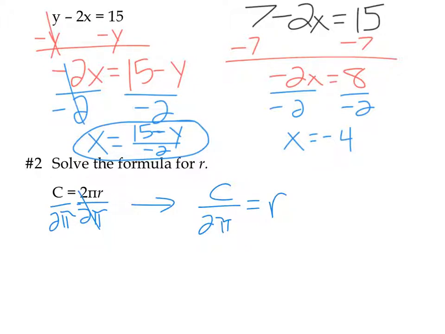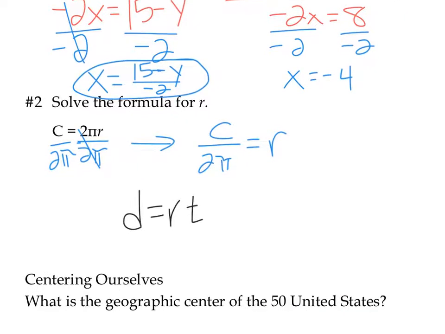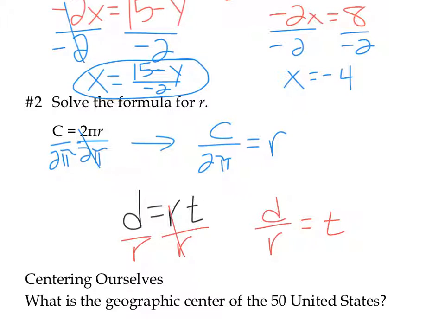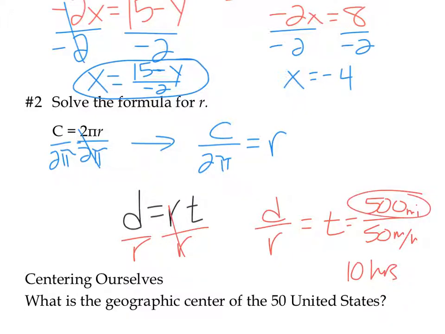Another common example is d equals rt. Distance equals rate times time. Sometimes we want to find the rate or the time. Well, we can do that. If we want to solve for time, we divide both sides by r. It cancels out. Distance divided by rate would equal time. If we go 500 miles and we're driving 50 miles per hour, that would give us a time of 10 hours. That's how we could find time, the distance divided by the rate.